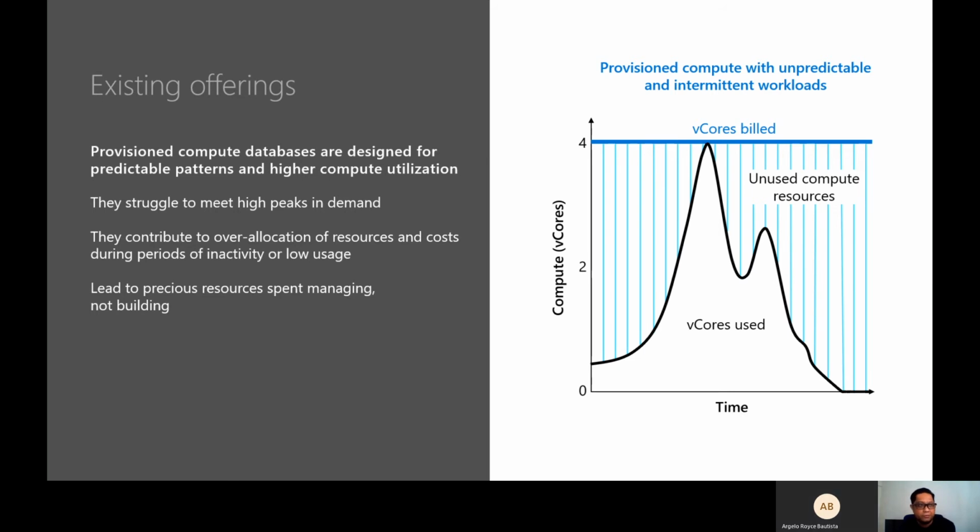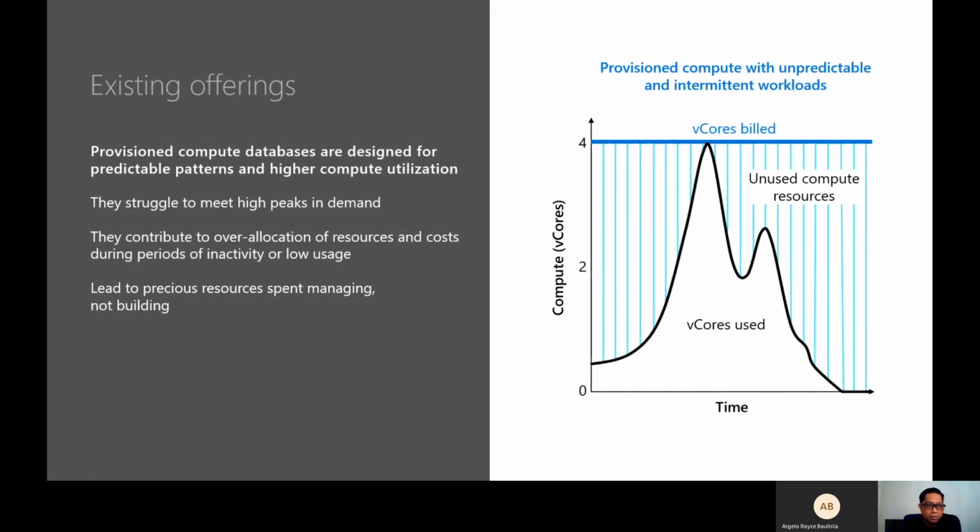So for a provision compute, if you see here, this is an example of a provision compute. So he provisioned his database to have 4 cores of 4 CPUs. So if you do that, you're always gonna pay for 4 CPUs by the hour. So even if your usage, if you can see here, his usage is below 4 CPU, he's still paying 4 CPU because that's the provisioned CPU for him.